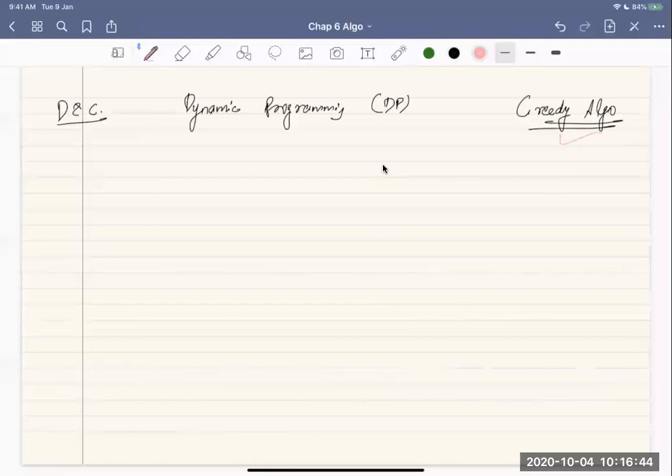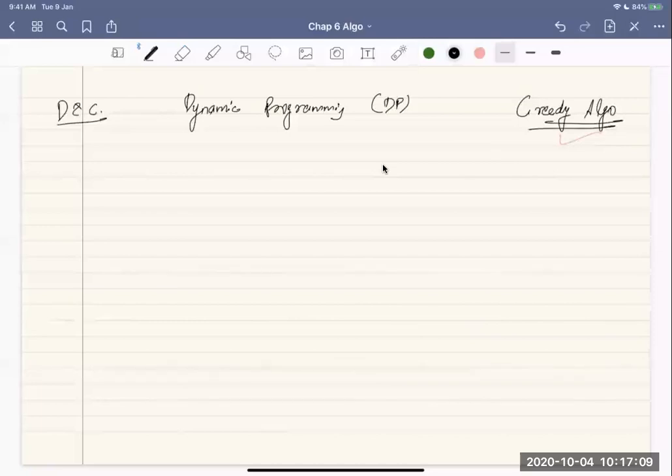Now, the name greedy itself says something about what we will be doing in these algorithms. We will be making some greedy choices. But why should these work, and how do you ensure that you are actually getting a correct solution? That is what we have to see in detail through various examples.